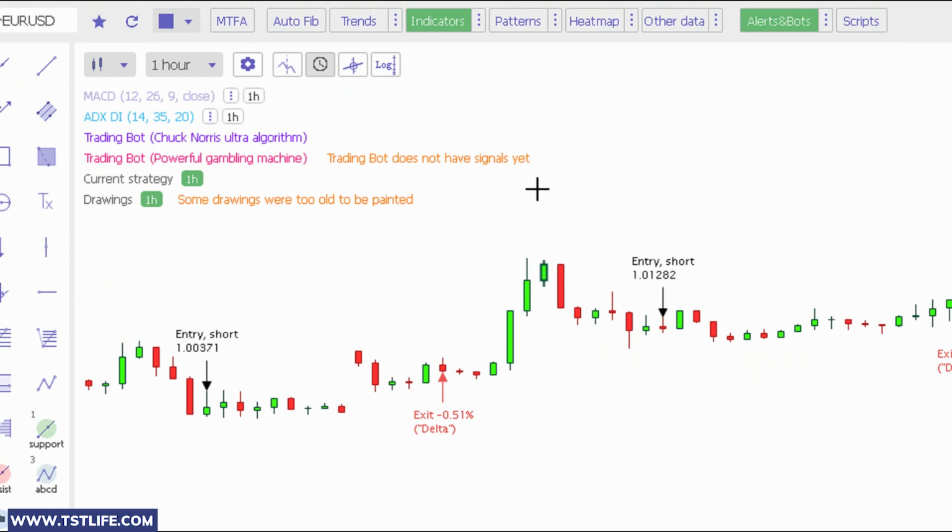So basically today, you know how to build a trading strategy, test it, and make your indicator without any coding knowledge.